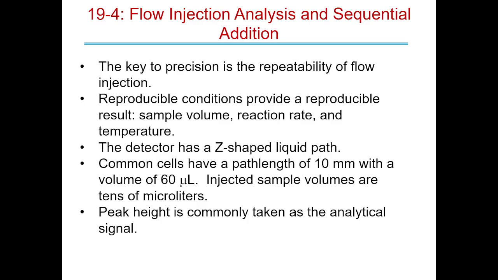The injected sample volumes are typically tens of microliters, because remember that we usually keep the tubing very thin, right? And so that keeps a nice consistency for that concentration, that can mix well. It doesn't have a huge ton of diffusion, right? So we can keep a decent flow rate. Peak height is commonly taken as the analytical signal.